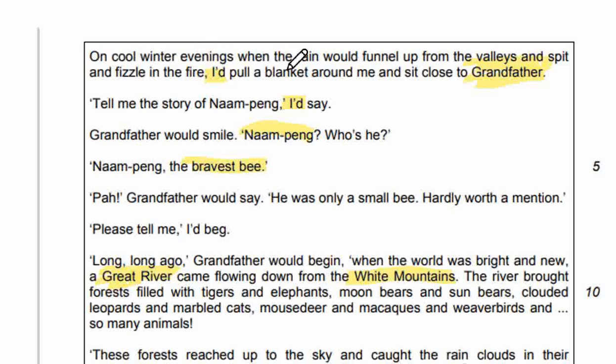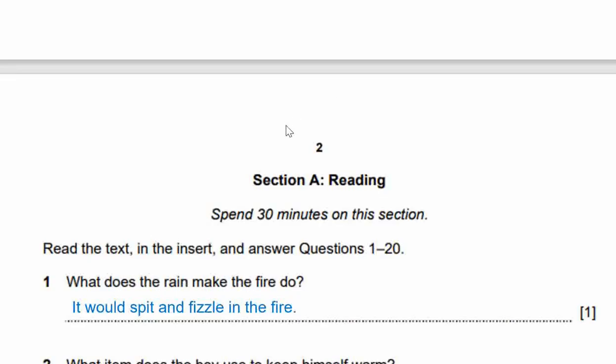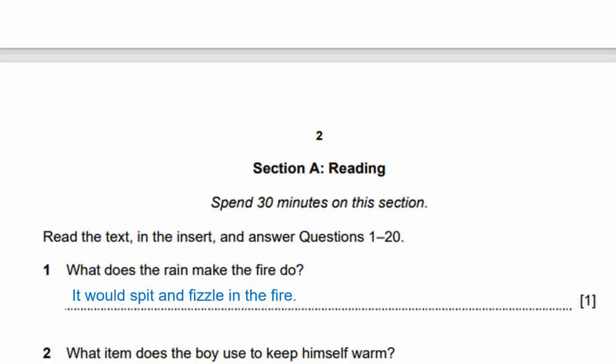The rain would funnel up from the valleys and spit and fizzle in the fire. So the rain and the fire. What will the rain do? Spit and fizzle. That's the answer. So we type down our answer: it would spit and fizzle in the fire. So that's quite easy, right? Less than 1 minute. Let's move to question number two.